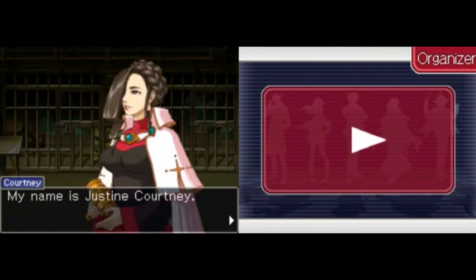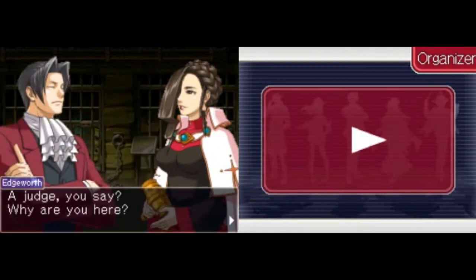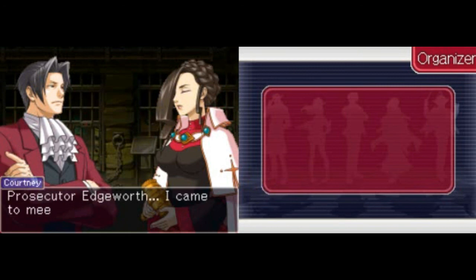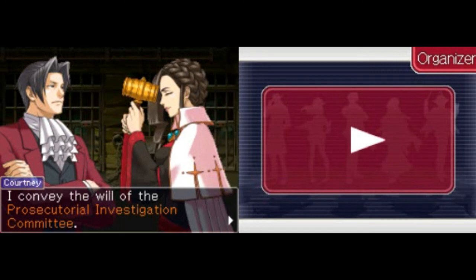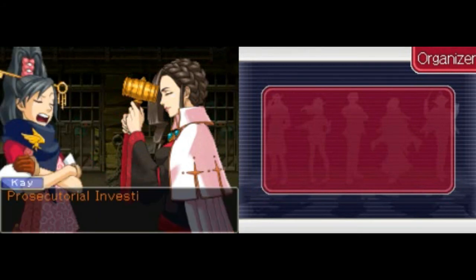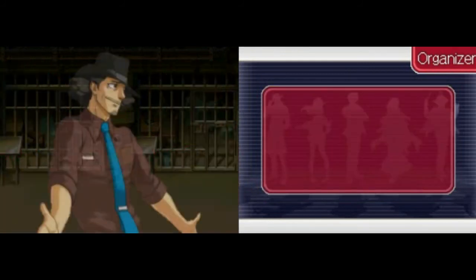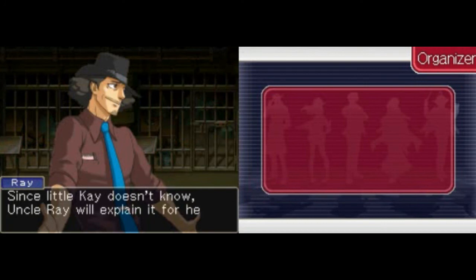My name is Justin Courtney. I am privileged to be a judge and an emissary of the strength of the law. A judge, you say? Why are you here? Prosecutor Edgeworth, I came here to meet with you personally. I convey the will of the Prosecutorial Investigation Committee. That is my appointed task. Prosecutorial Investigation Committee? What is that? Do not use that name so lightly. Those are the sacred words of the goddess of law. Since the little kid doesn't know, Uncle Ray will explain it for her.